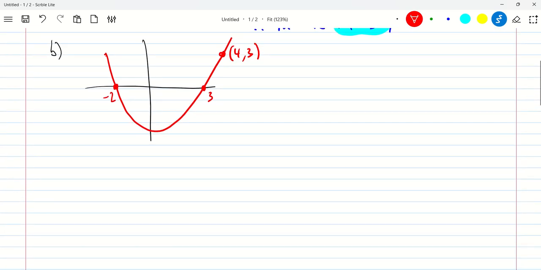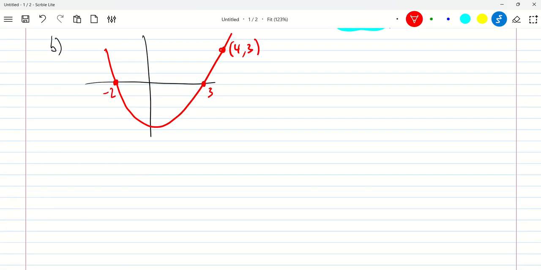Let's have a look at this second one. We need to determine the equation of this parabola. What have we been given? Always look at what you've been given. We've been given that x-intercept there, that x-intercept there, and we've also been given another point. Let's have a look. We don't know the turning point here, so it's not part of it.